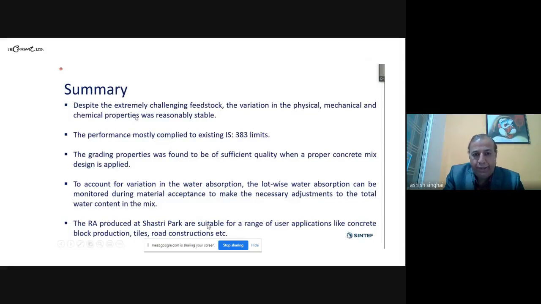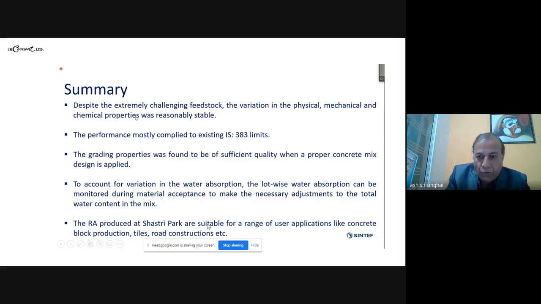So the summary is that for C&D waste, despite the extremely challenging materials, the variation in the physical, mechanical, and chemical properties was reasonably stable. It mostly conforms to IS 383, which stands for coarse and fine aggregates. The grading properties were found to be of sufficient quality. That is very important when a proper concrete mix design is applied, because you need proper grading while designing a mix. And to account for the variation in water absorption, the lot-wise water absorption can be monitored during material acceptance to make the necessary adjustments to the total water content in the mix.